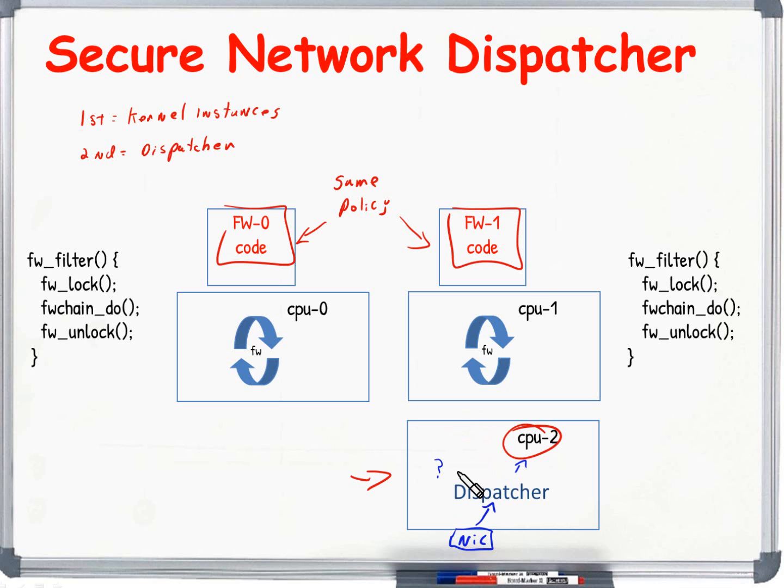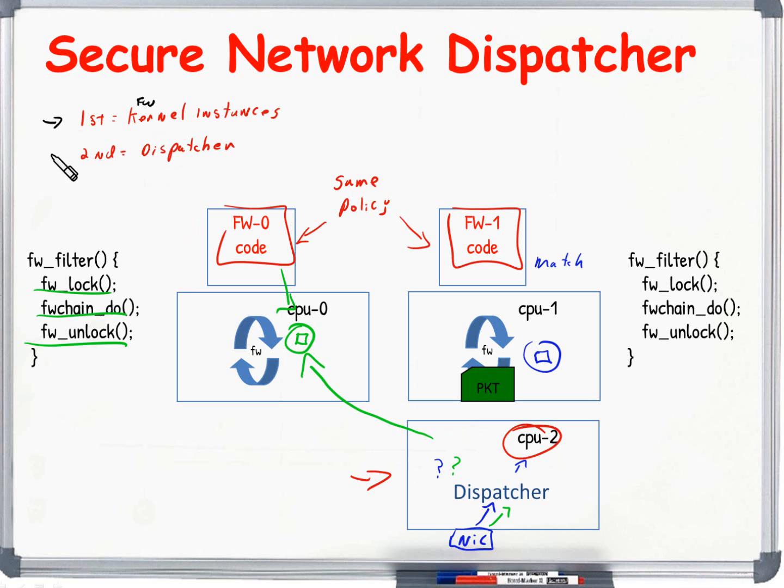In this case, it sends it to CPU 1. CPU 1 is going to execute the firewall code where firewall instance 1 is associated. So firewall instance 1 will look at the packet, will look in the rule base to see if there's a rule allowing that traffic, and if it finds a match, it will allow the traffic through. And so the next packet comes into the dispatcher. Dispatcher makes a decision where to assign this traffic. It makes a decision to assign it to CPU 0. Since CPU 0 is bound to a completely separate firewall, that firewall will be able to run the FW lock, do the FW chain do, and FW unlock. And so those are the two components. First of all, we introduced the firewall kernel instance, and the second component is the dispatcher.